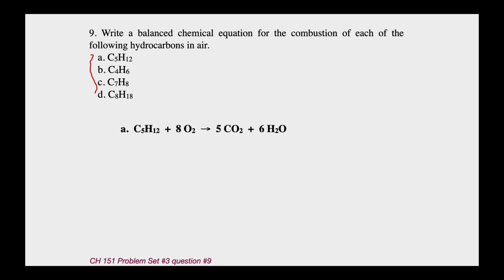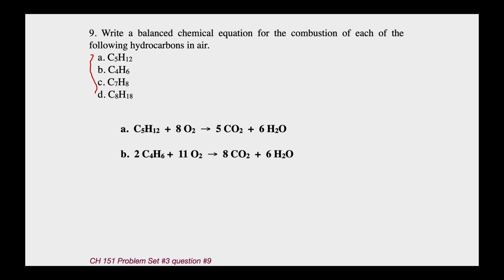The first one is pretty simple. 5 carbons in C5H12 goes to 5 CO2. The 12 hydrogens in the organic piece goes to 6 waters. And when you balance the oxygen, you're going to need 16 oxygen atoms or 8 O2s because, again, oxygen is a diatomic.